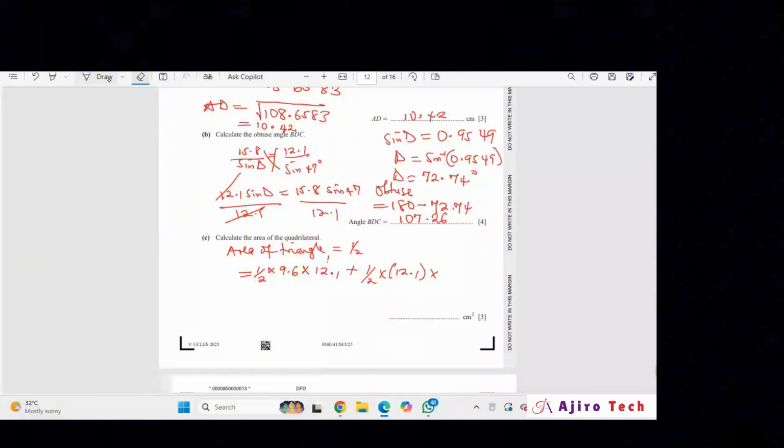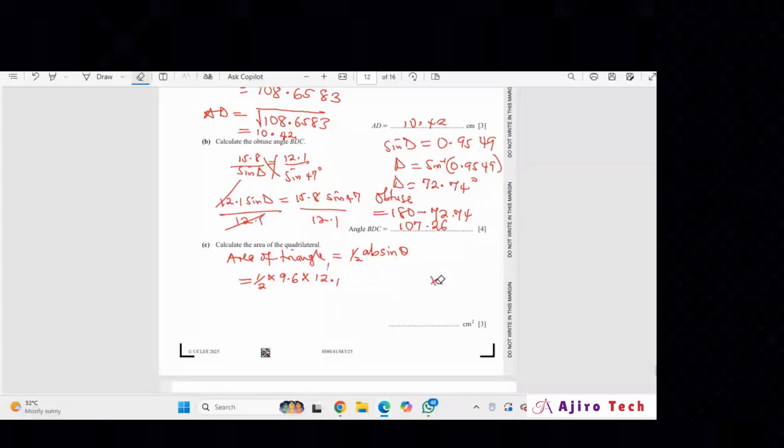Since there's an angle, I'll use the formula half AB sine theta. This one is going to give us the accurate answer, because there's an angle involved. So we are going to make use of this one and see how we can do this.